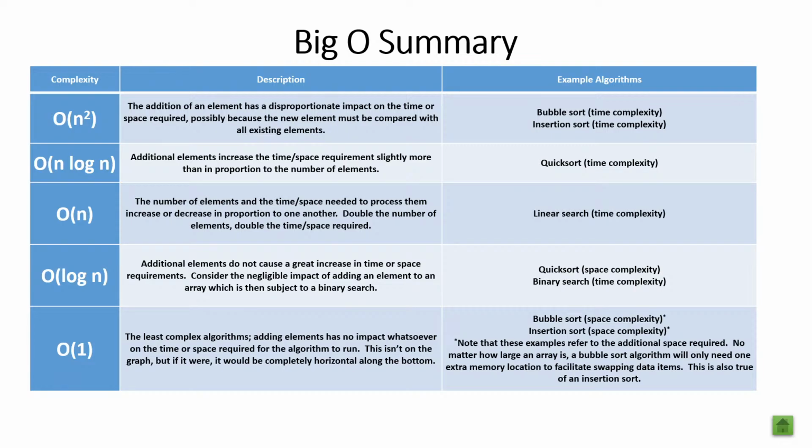Order of n log n is a quick sort, so it's a recursive algorithm. Linear search is order of n, so the time taken is in direct proportion to how many elements you've got to actually run through. Order of log n means that additional elements don't cause a great increase in time, so they're pretty good algorithms to use, especially with the data set sizes that we have. Order of 1 is constant time. So remember what I said in class? Constant time, you need to be specific when you're giving algorithm examples to say it is a bubble sort or an insertion sort for its spatial complexity, not its time complexity. Time is different.